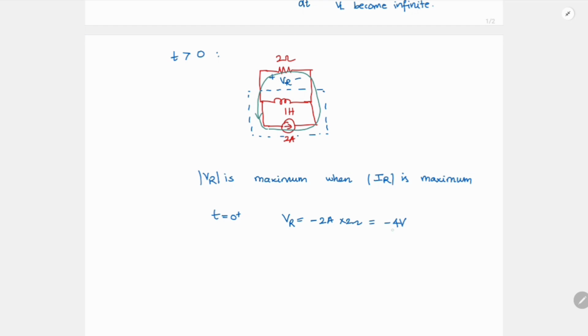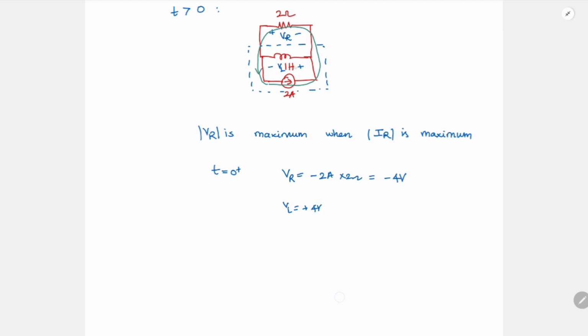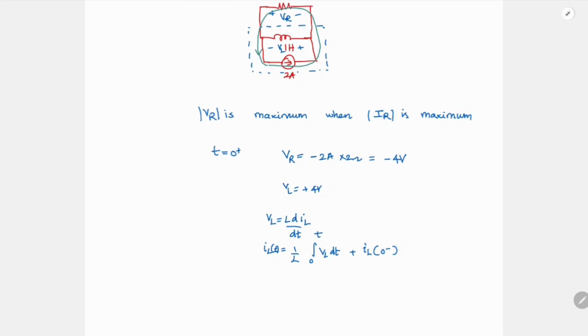So now the inductor sees minus 4 volt across its terminals, right? So plus minus VL. Your VL will be equal to plus 4 volt because I've chosen this as positive and this as negative. Then what will happen to your IL? Your VL was L dIL by dt. So your IL will be 1 by L integral VL dt from t equal to 0 to some t, plus your IL of 0 minus, that is what we have already put here as 2 ampere. So as your VL is positive, your IL will start to increase, right? So now your IL is in this direction, and it will keep on increasing.